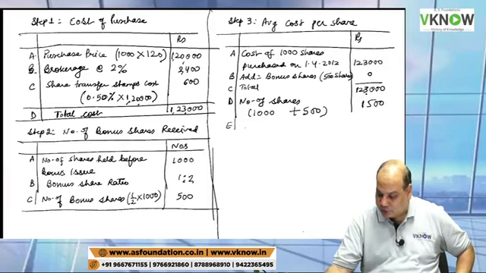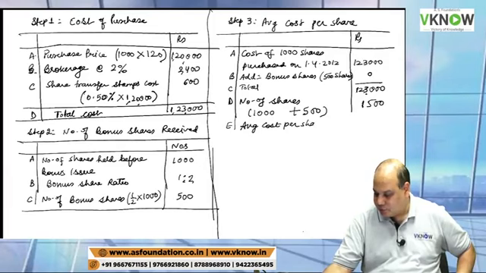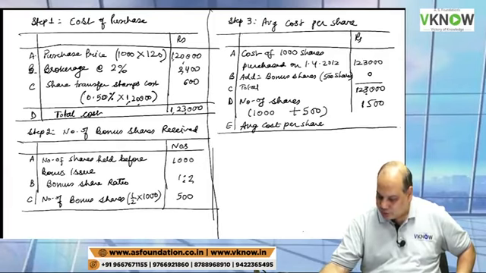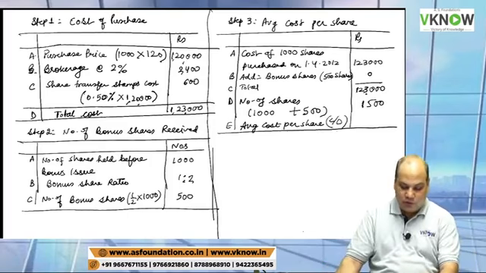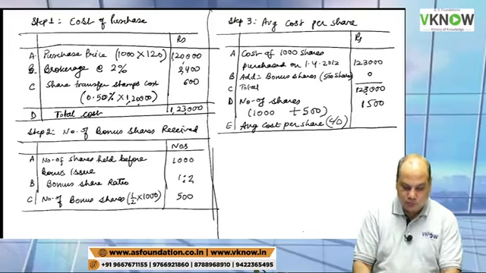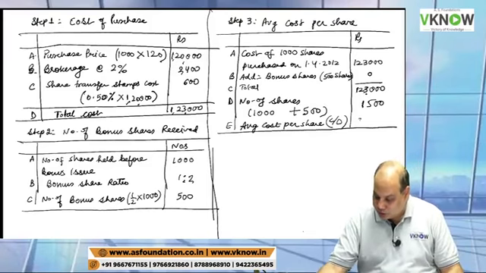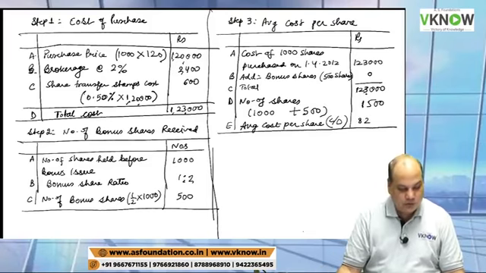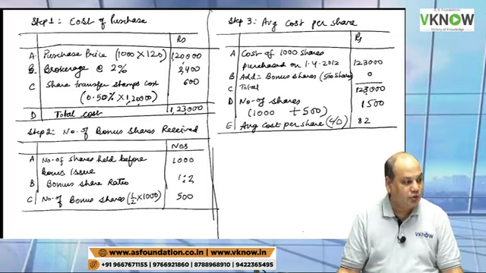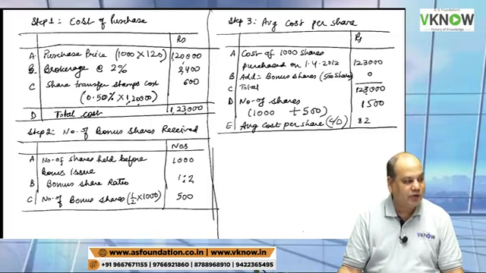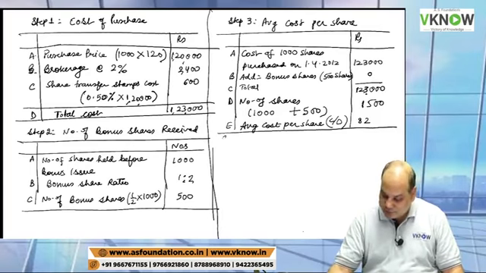I'm waiting for your answer. What is average cost per share? Average cost per share, C divided by D. How much is average cost per share? This comes to 82 rupees. Is this right? Say yes. Kunal is right.